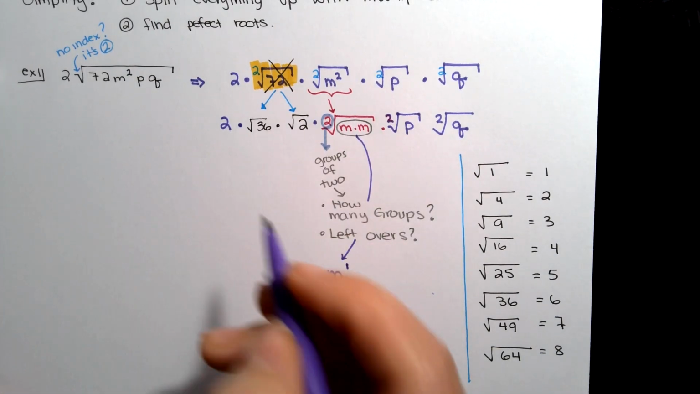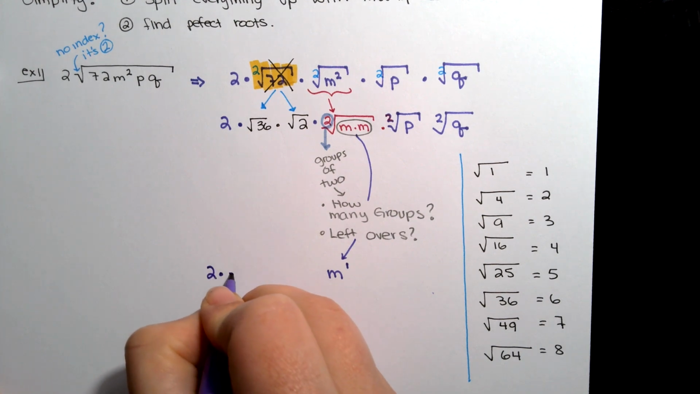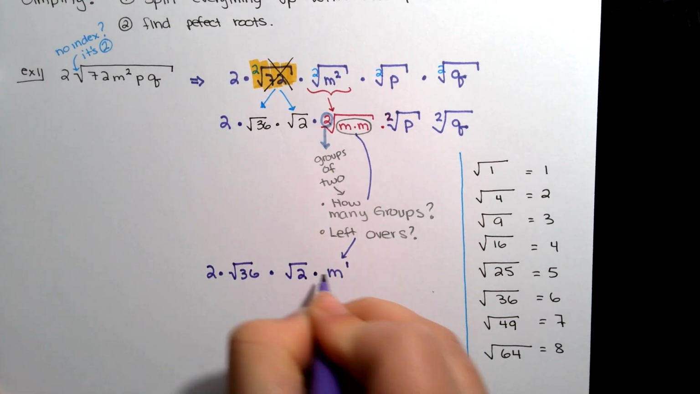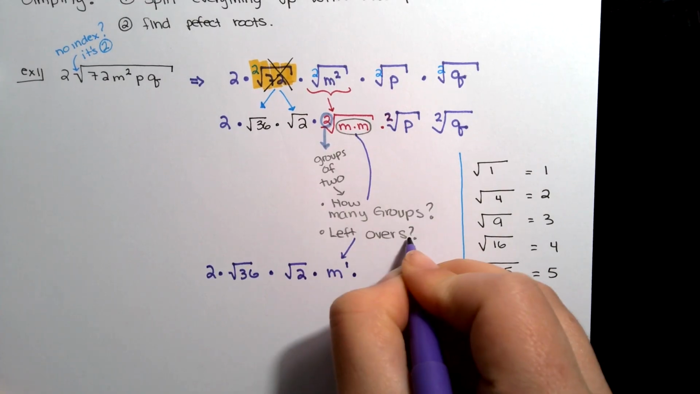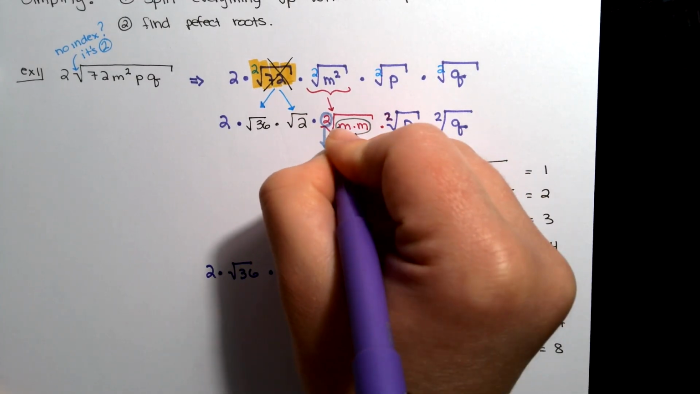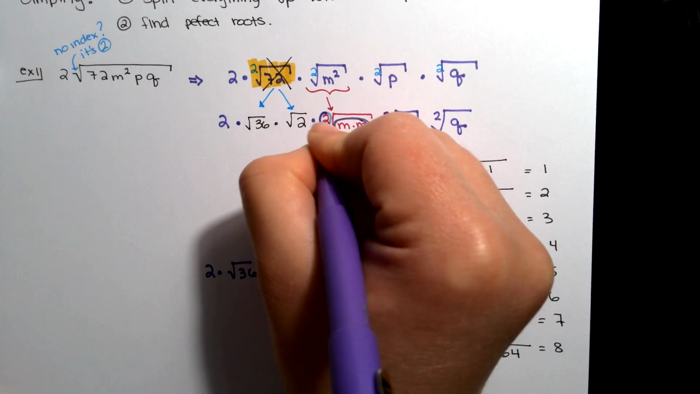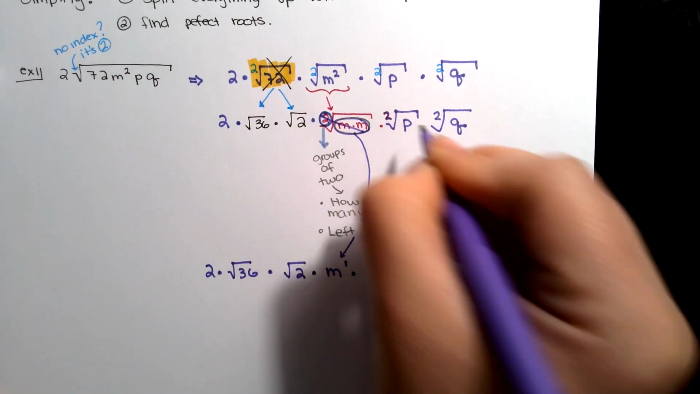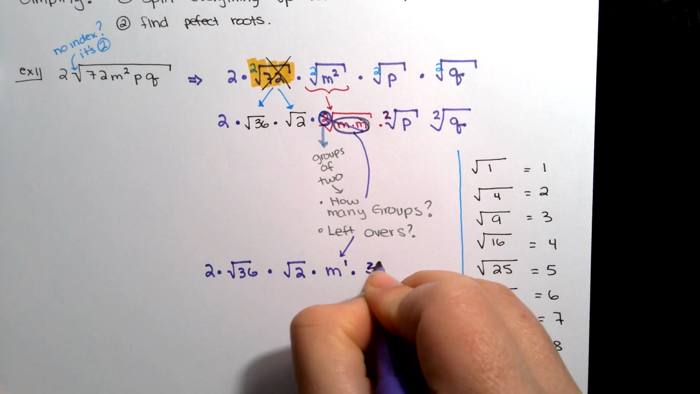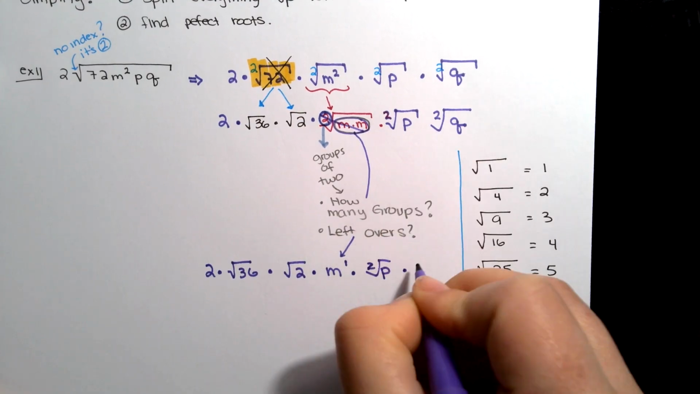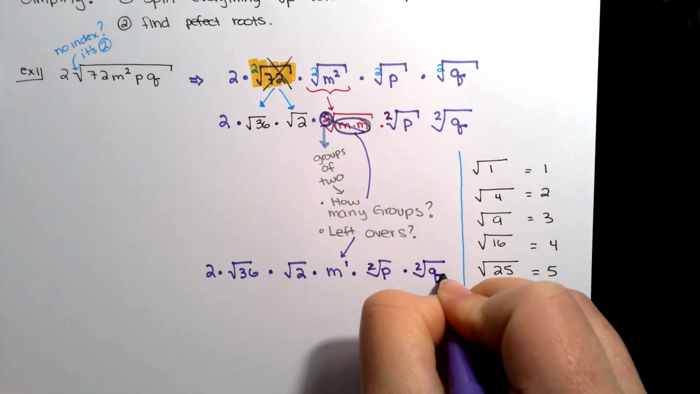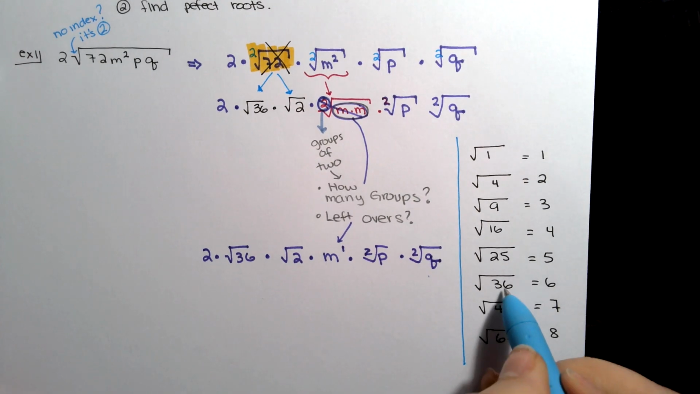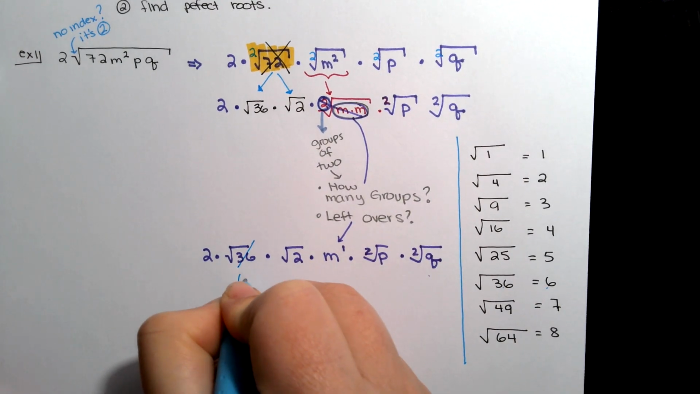So what do we have now? Let's bring everything down. We have 2 times the square root of 36 times the square root of 2 times just m. Do I have any leftovers with m? No. I just had 2 and I have 2, so that goes away. I cannot do a grouping of 2 with just 1 p, and I cannot do a grouping of 2 with just 1 q. The only thing left to simplify is that 36. The square root of 36 is 6.